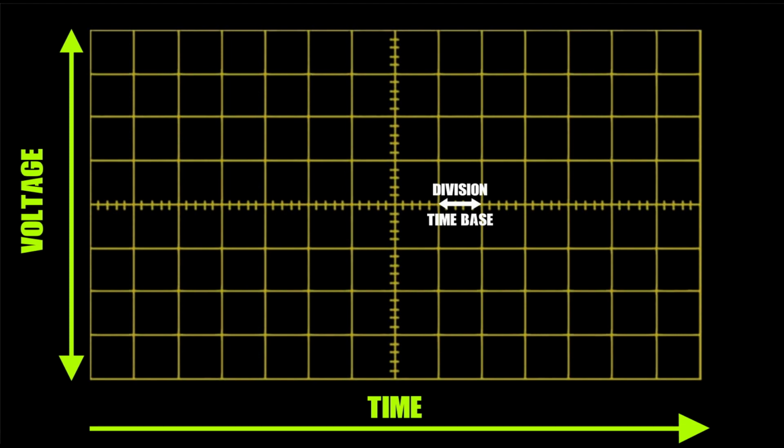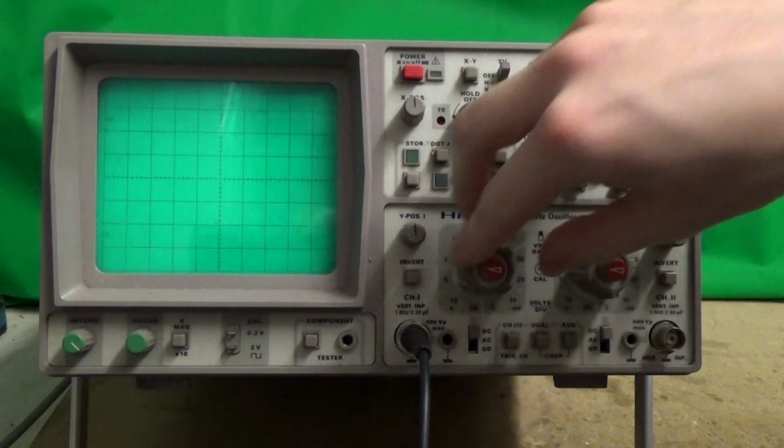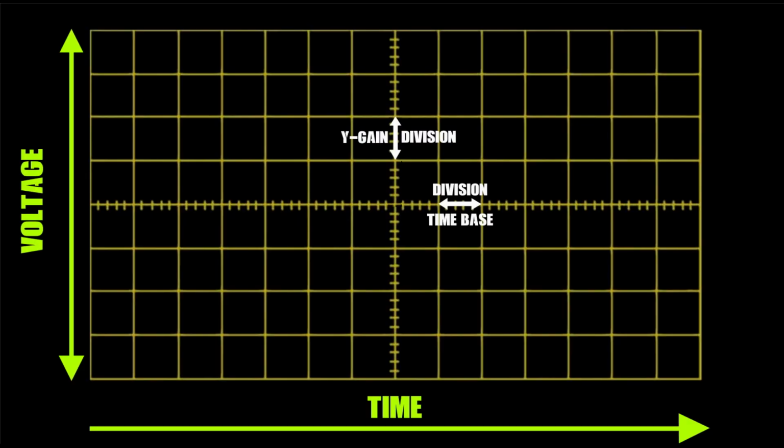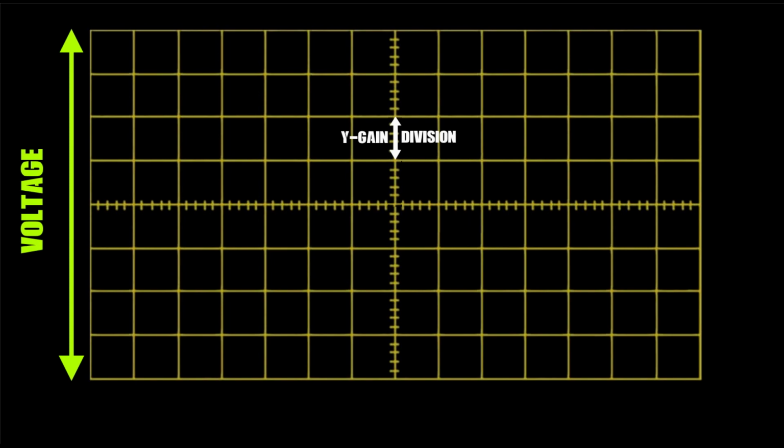Similarly, the magnitude of voltage represented by each vertical division of the oscilloscope can be adjusted by turning the volts per division dial. The number of volts per division is known as the Y gain. On some oscilloscopes, you can completely switch off the time base, which I'll demonstrate later on in the video.